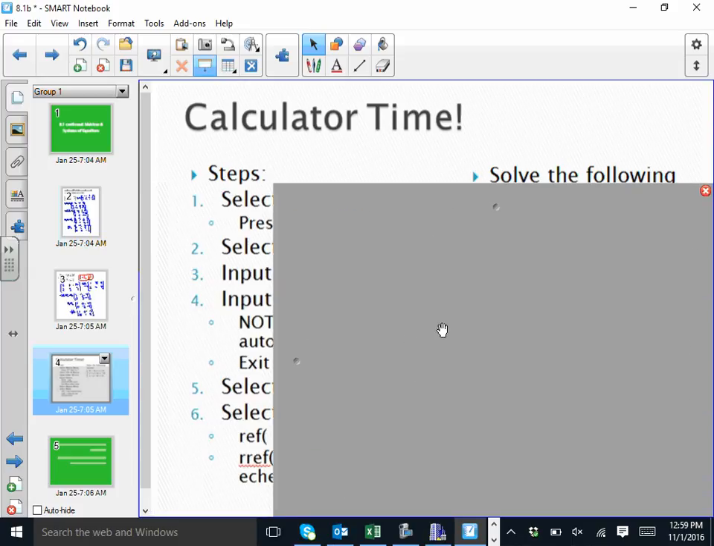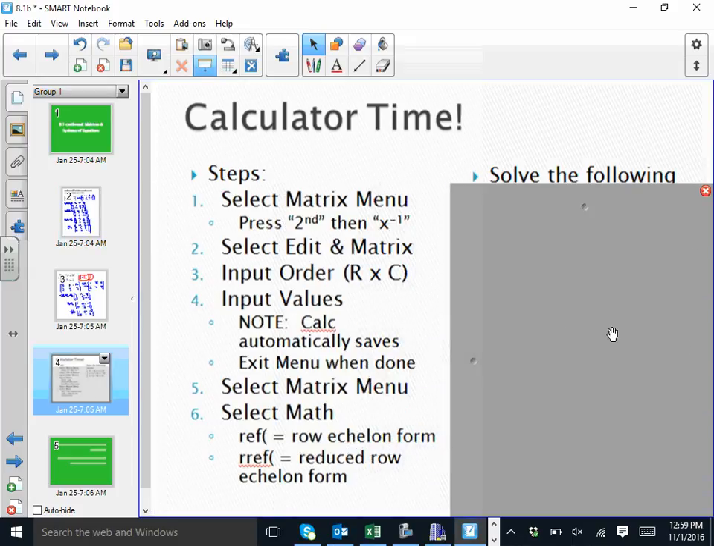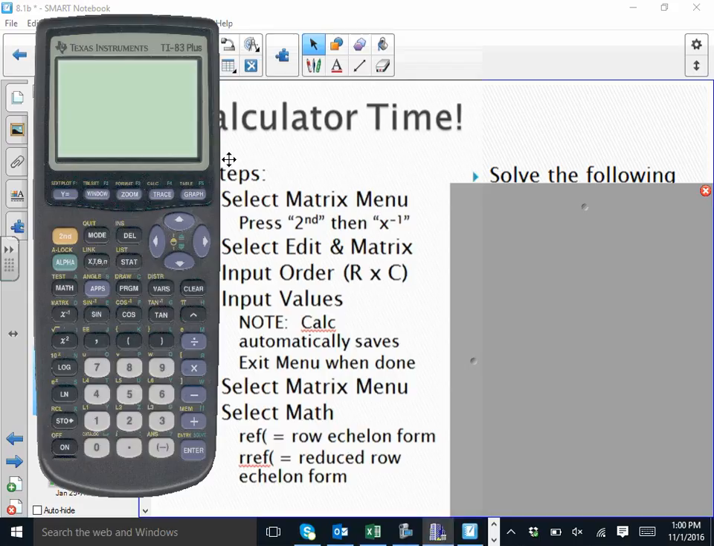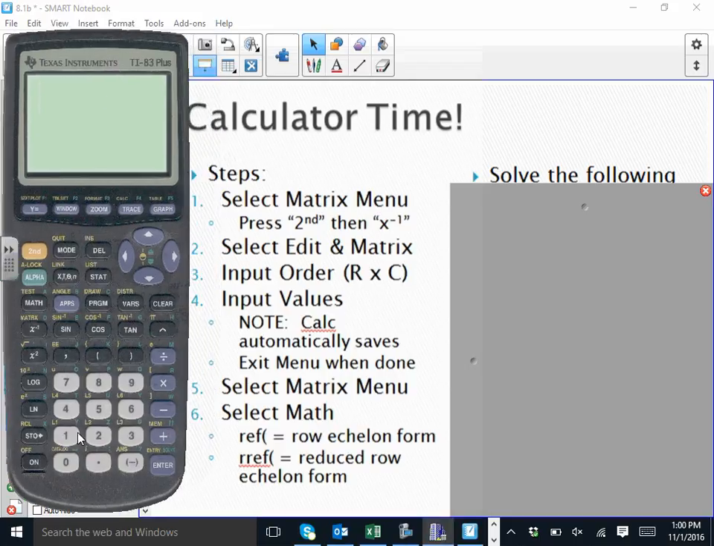So anytime you want to use your calculator, you have a menu dedicated for matrices. Okay? So everyone turn their calculator on. And so this first step, it says select matrix menu. The matrix menu is right here. Do you see the X to the negative 1 button? If you press second and then that button, you are at the matrix menu.